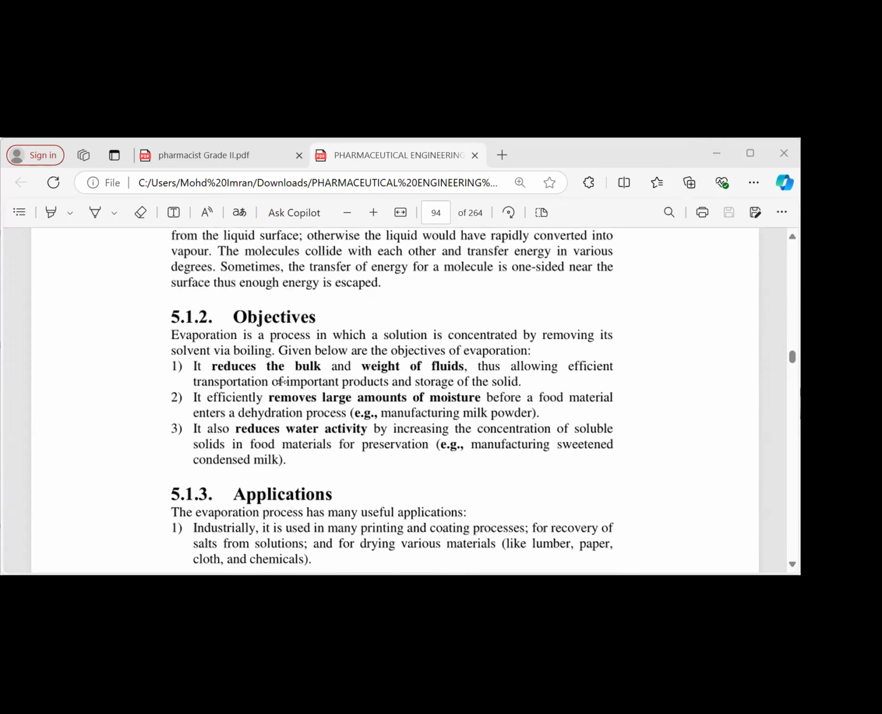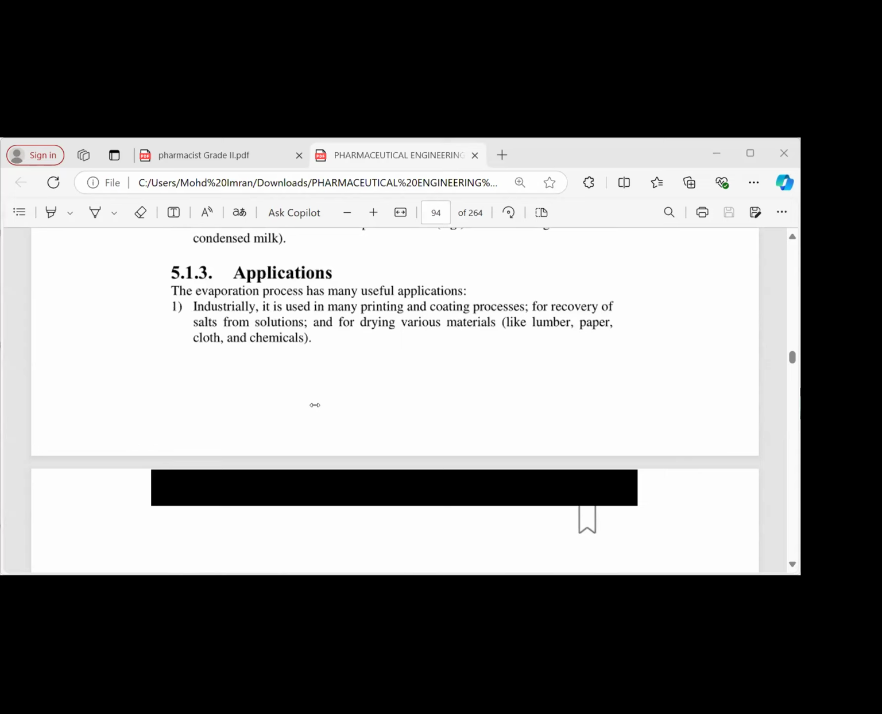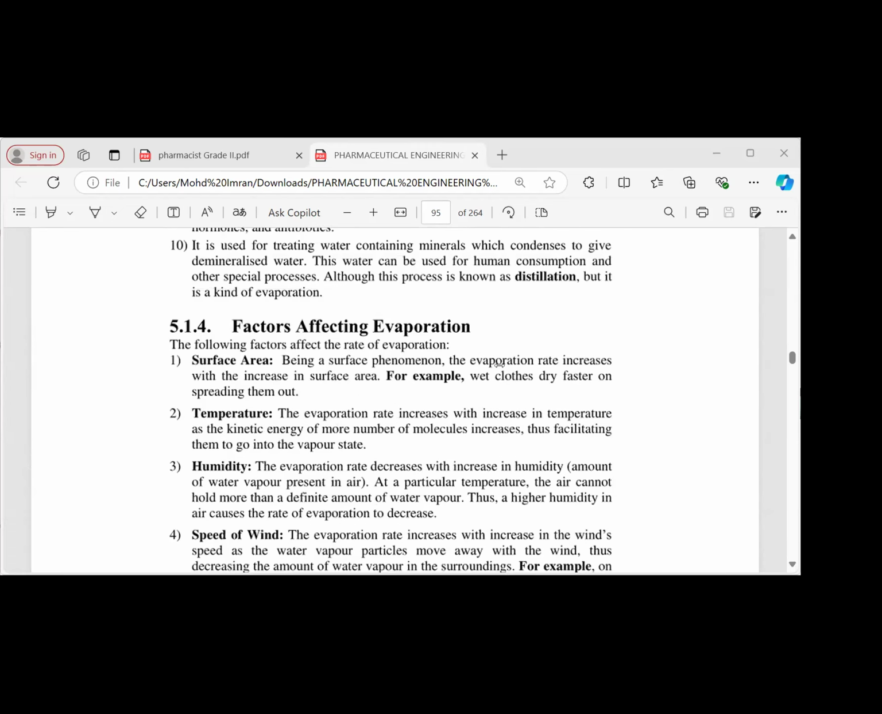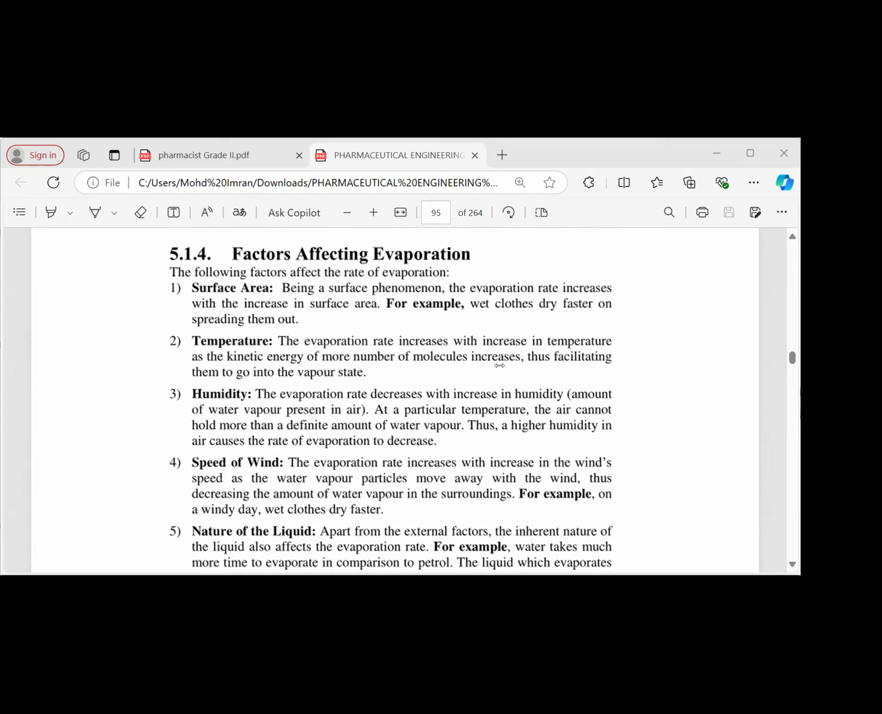There are a lot of objectives of evaporation. It reduces the bulk content, it reduces the weight of the fluid, and removes large amount of water and moisture. Okay, so this is the major objective of the evaporation. Coming to applications, there are a lot of applications in food industries, cosmetic industries and pharmaceutical industries, even in chemical industries, textile industry, paper industry also we are going to use this evaporation technique.